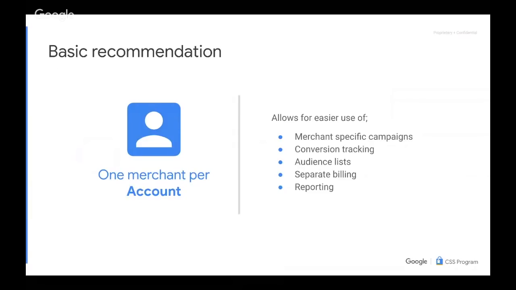The basic recommendation when setting up a structure for your CSS activity is to use one Google Ads account per merchant. This gives you more flexibility down the road to do things like conversion tracking or separate billing or campaign reporting. What you want to avoid is to be in a situation where you see that your current structure doesn't work as well as you had hoped, and you have to redo a lot of the setup, as this can cause a lot of unnecessary work.